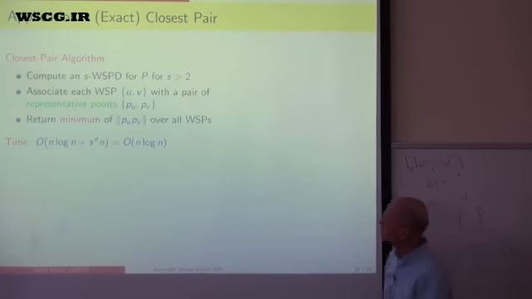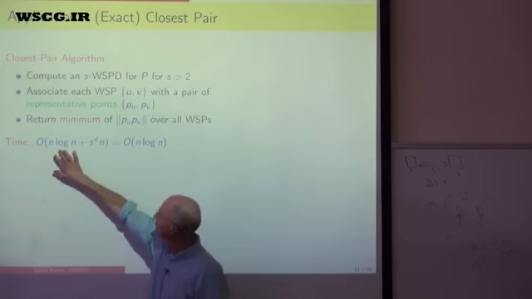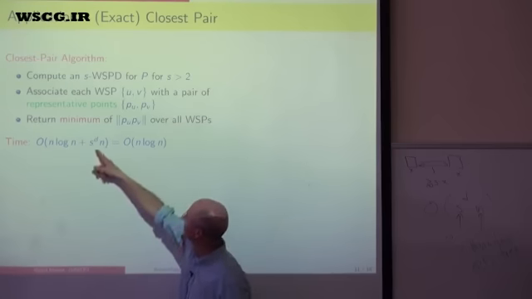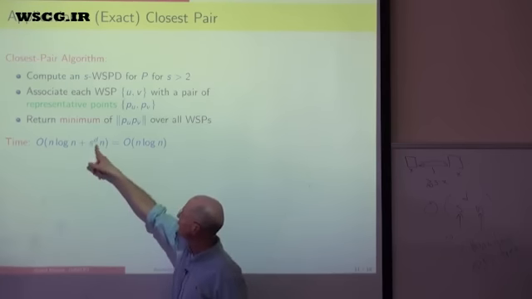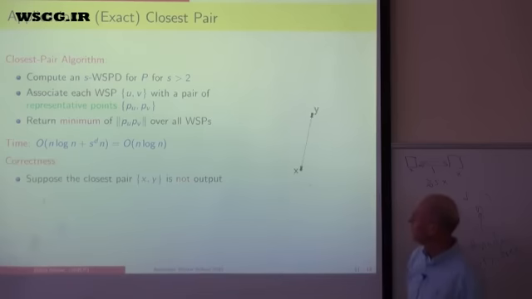Obviously the running time is just going to be the running time of the well-separated pair decomposition, which is the amount of time it takes me to build a well-separated pair. S is basically 2, so this is 2 to the d, which is just a constant factor. So the running time is n log n. Then let's look at the correctness argument.